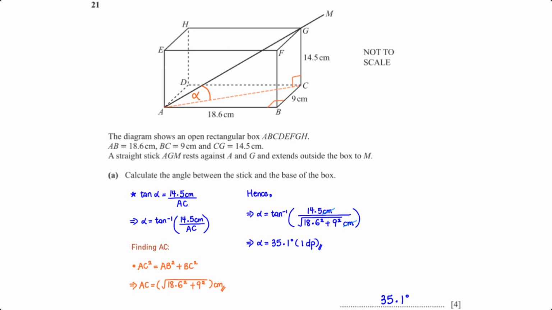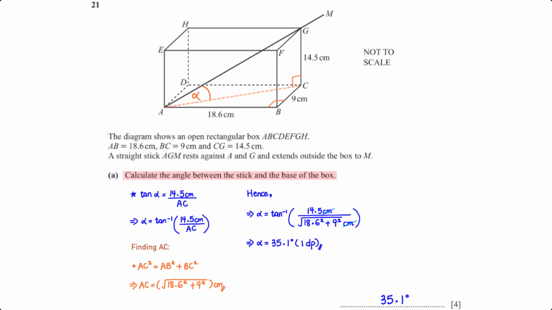The diagram shows an open rectangular box A, B, C, D, E, F, G, H. AB equals 18.6 centimeters, BC equals 9 centimeters, and CG equals 14.5 centimeters. A straight stick AGM rests against A and G and extends outside the box to M. Calculate the angle between the stick and the base of the box. On the diagram, we've labeled this angle as alpha.